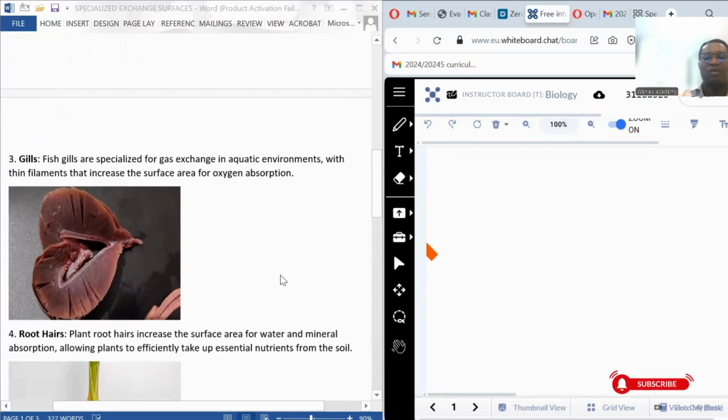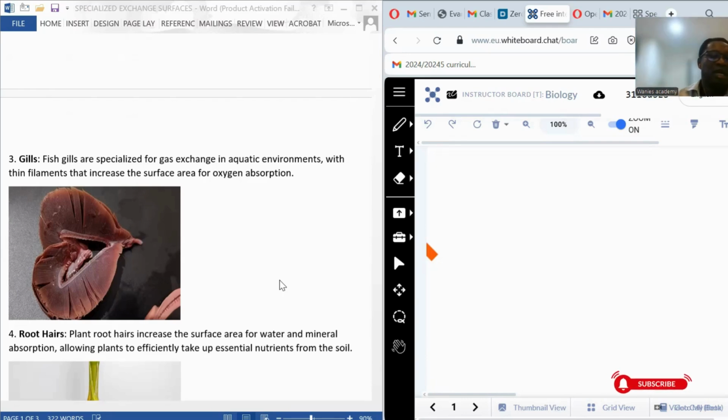The gill is another specialized exchange surface. The gill is found in aquatic organisms like the fish. The gill is used by the fish to carry out gaseous exchange. As I said earlier, oxygen needs to dissolve into water. So the dissolved oxygen is trapped through the gill filament. The gill filament is contained in the gill.